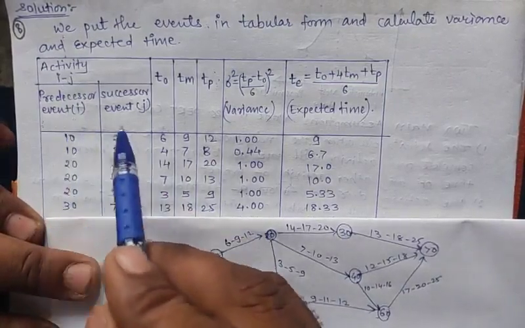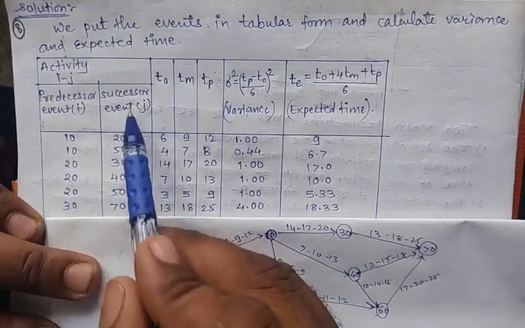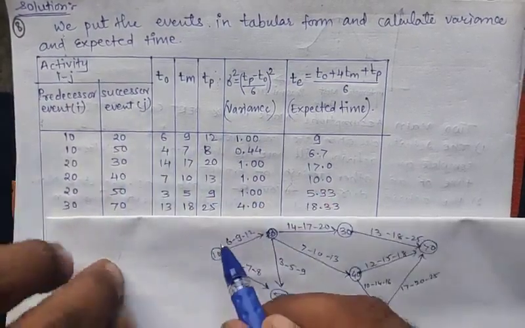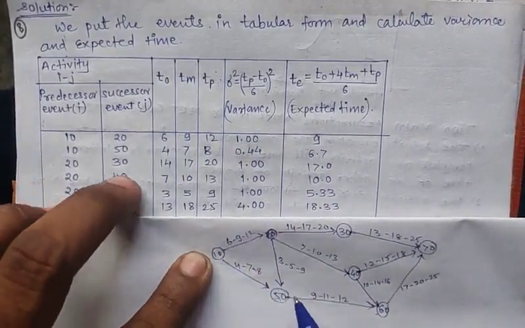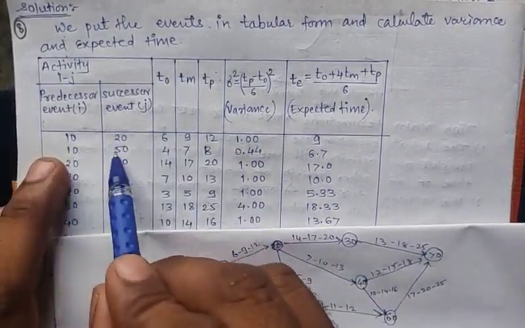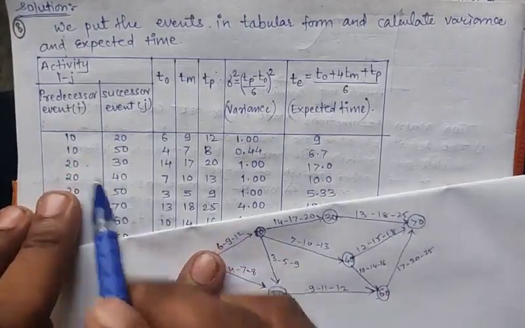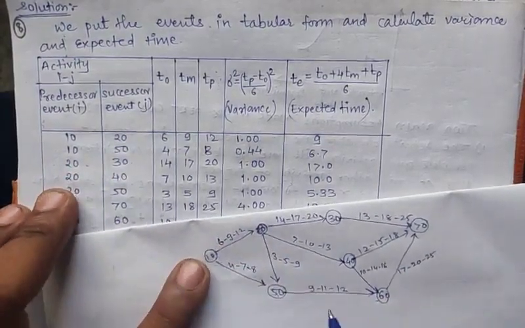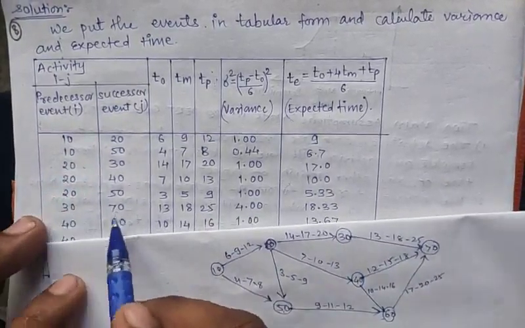So this is the ith event and this is the jth event. Call this the predecessor event and this the successor event. Now 10 goes to 20, 10 goes to 50. Next 20 goes to 30, 20 goes to 40. Next 30 goes to 70.